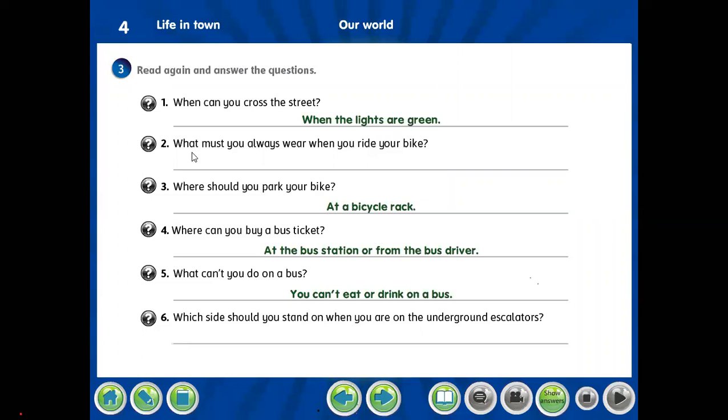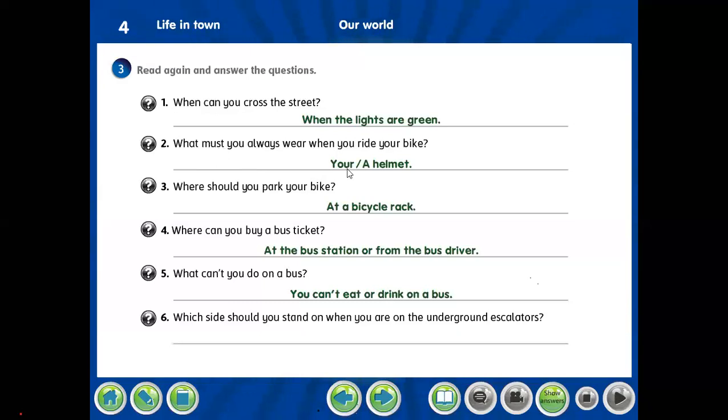Luana, please, what must you always wear when you ride your bike? What is the name of the object you put on your head when you ride your bike? Bicycle rack. No. Luana, listen. What do you put on your head for safety when you are riding your bike? On your head. It comes on your head. Ichiro, please tell me. Helmet. A helmet. Excellent. Remember, you must always wear a helmet.